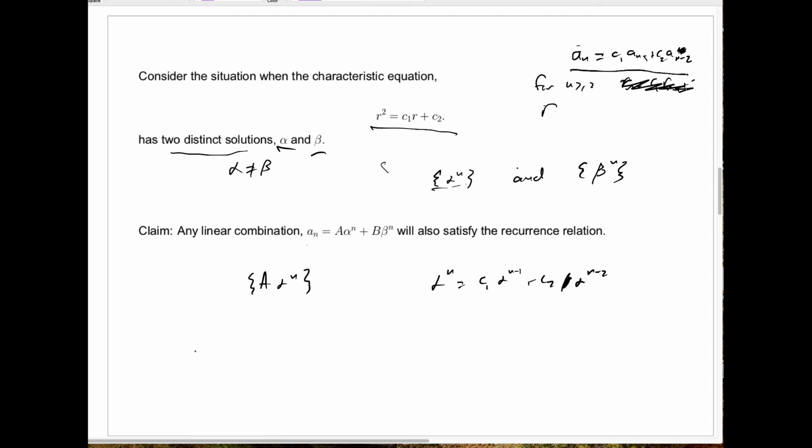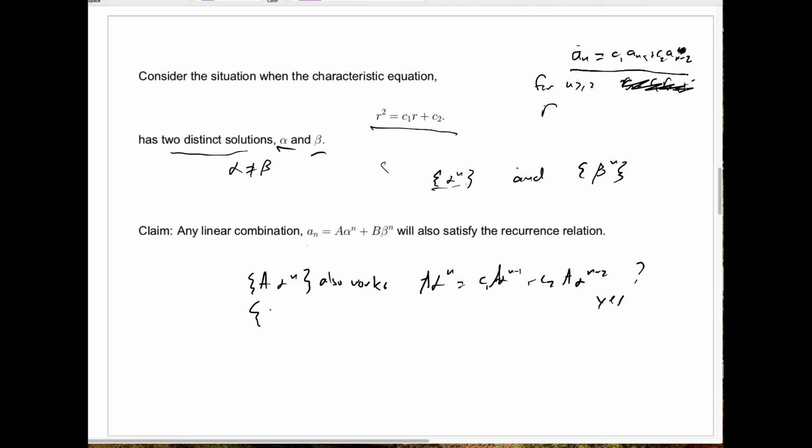Well, if I multiply each term by a, the nth term of this new sequence isn't alpha to the n, it's a alpha to the n. Will that be equal to c1 times a alpha to the n minus 1 plus c2 times, and let me fix this up a bit, a times alpha to the n minus 2? The answer is yes. You could just factor out the a, and the original equation holds, which we know is true. So this also works. When I say works, I mean satisfies the recurrence relation.